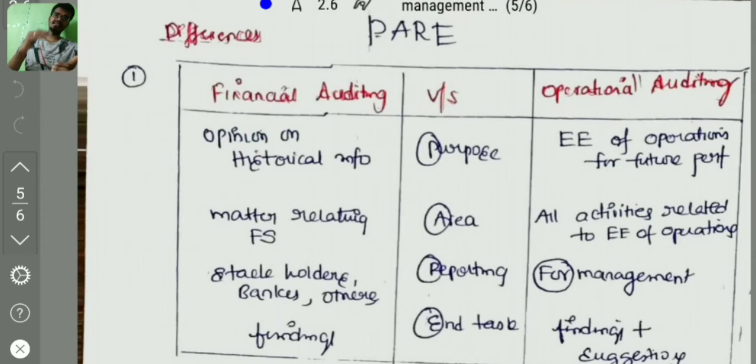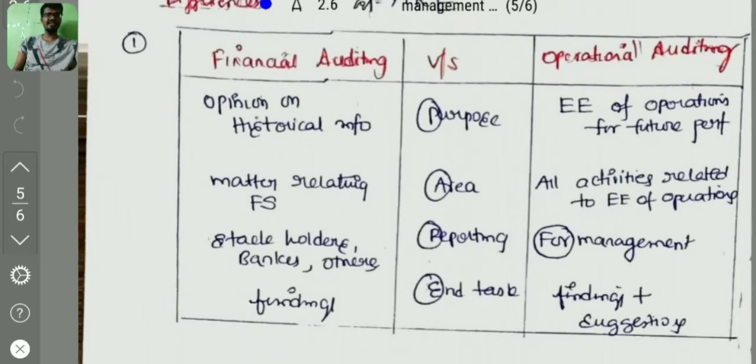And what is the end task? The end task in financial auditing is finding the mistakes or misstatements. What is the end task in operational auditing? In addition to finding misstatements, we have to give some suggestions, or potential improvements can be suggested. Right, this is the main difference: PARE, purpose, area, reporting, end task, financial auditing versus operational auditing.